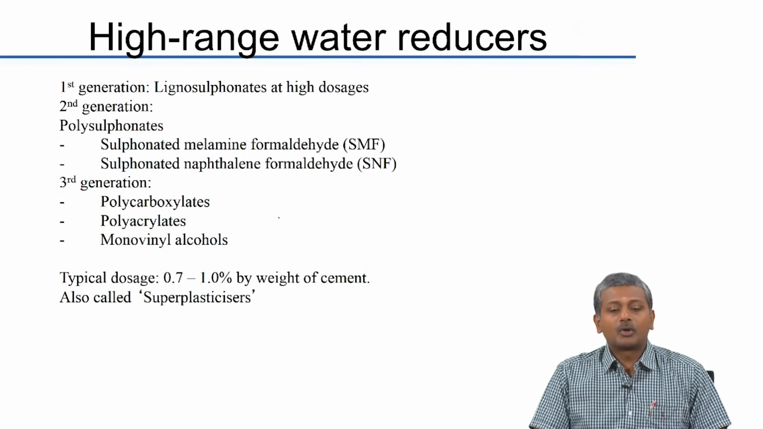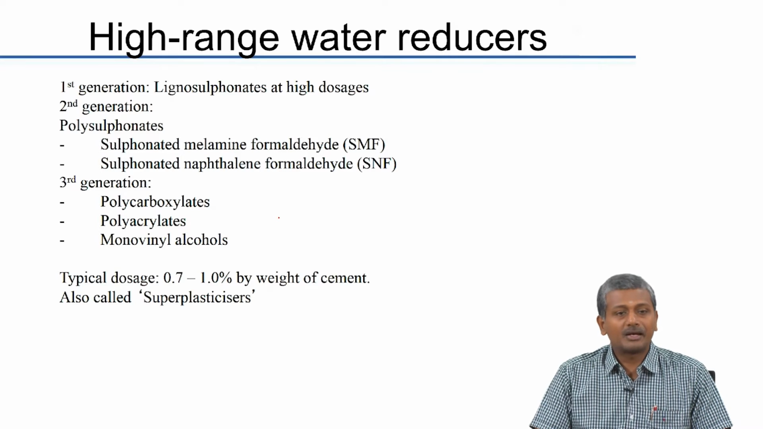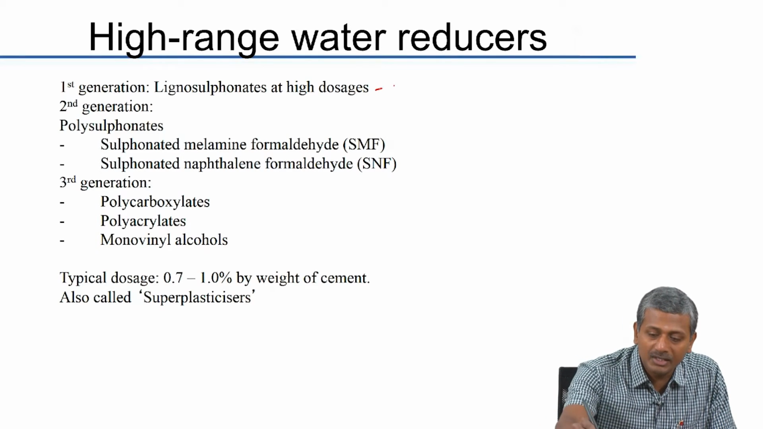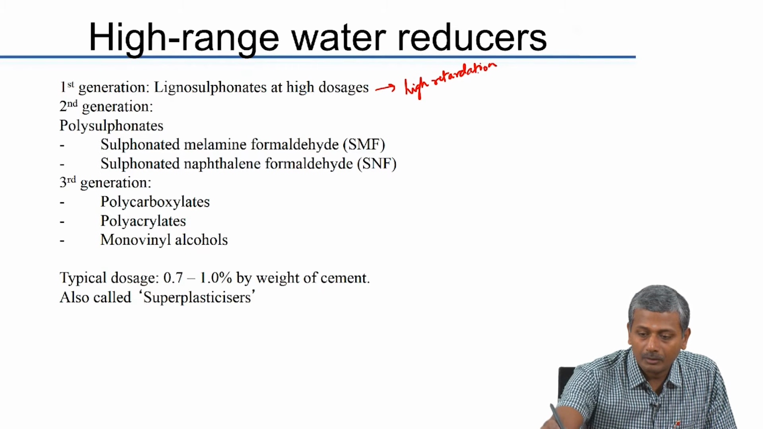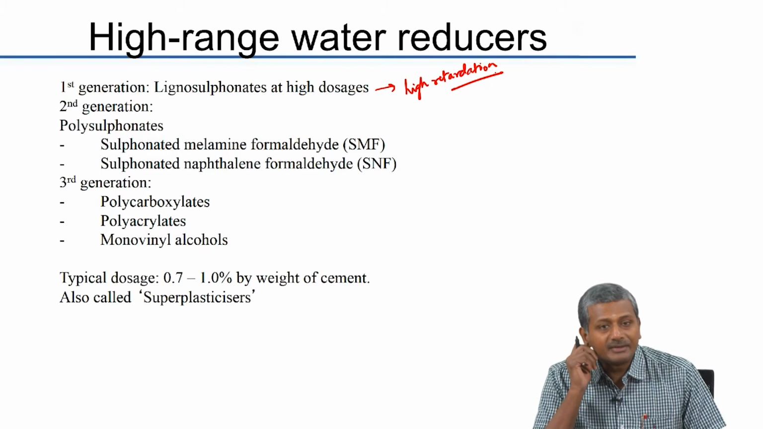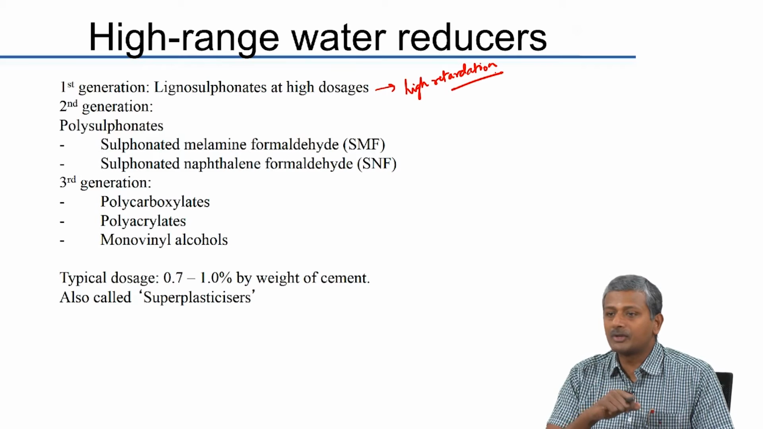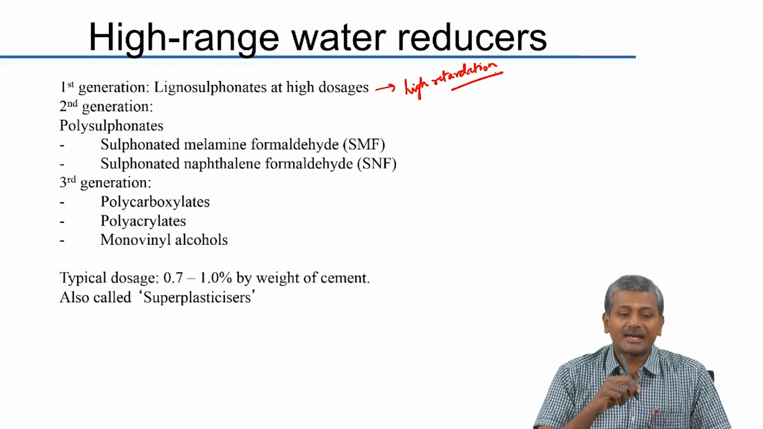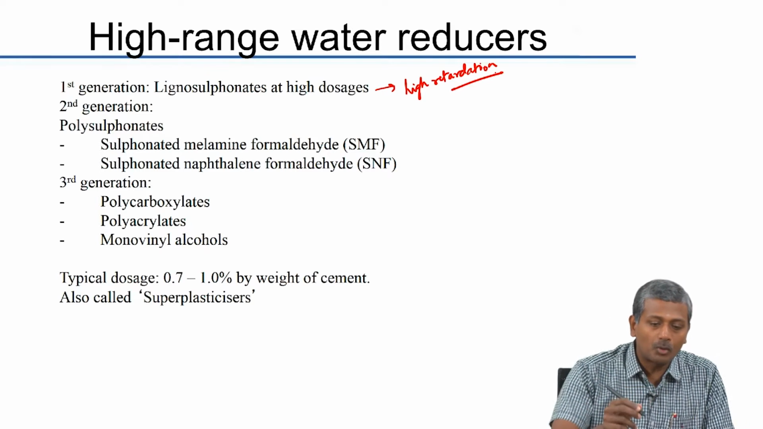Okay. High range water reducers. So, what people started off with is trying to use the lignosulfonates at high dosages, but then they found that this was leading to high retardation and air entrainment, and because of that they were not very successful in using high range water reducers in the form of lignosulfonates. So, later the second generation admixtures came into being. These were polysulfonates.